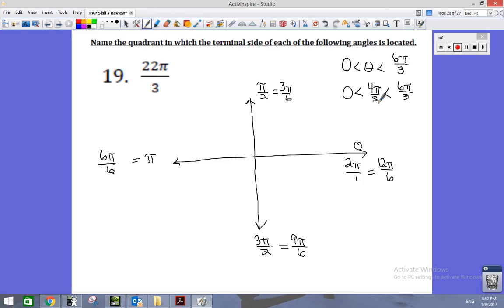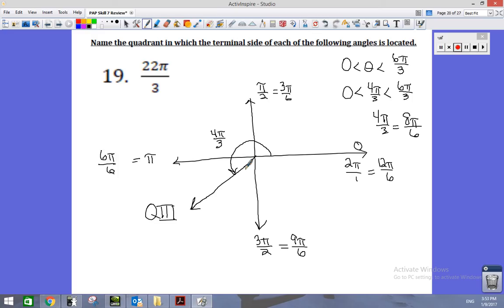Now, let's rewrite 4 pi over 3 with a denominator of 6 multiplying by 2 over 2. 4 times 2 is 8, and 2 times 3 is 6. So 8 is bigger than 6 but smaller than 9. So I know that 4 pi over 3 lies in quadrant 3, which is coterminal to this 22 pi over 3.